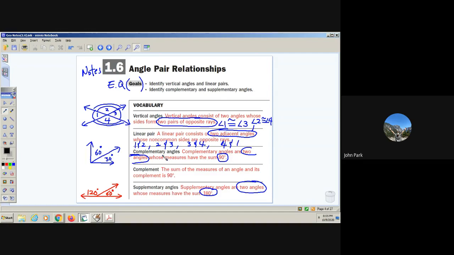Sometimes you'll just see complementary angles, or sometimes you'll just call that complement. Same thing here, sometimes you call that supplementary angles, or sometimes you'll just see supplement. They're used interchangeably, whether you use complementary angles or complement, or supplementary angles or supplement. Just know that complementary angles add up to 90, supplementary angles add up to 180 degrees. So we're going to take a look at some of those vocabulary words and look at some examples.